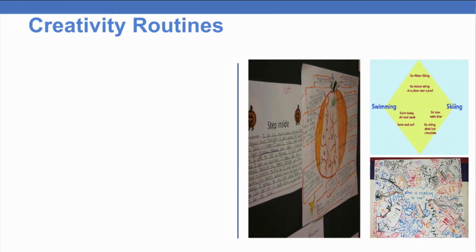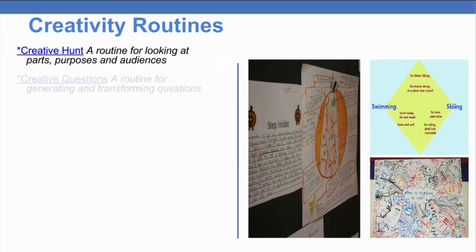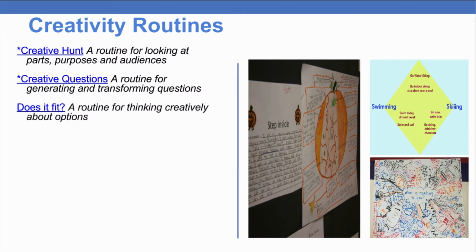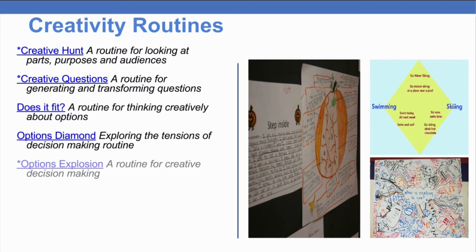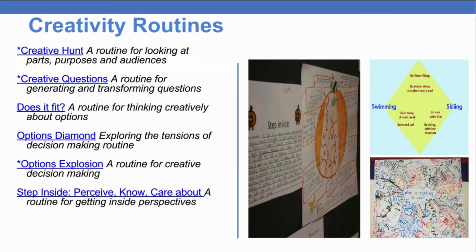Creativity routines include routines for looking at parts, purposes, and audiences, or generating and transforming questions. These routines allow for thinking creatively about options. They also allow learners to explore the tensions of decision making. To explore thinking routines more closely, choose the Action button labeled Thinking Routines that provide a detailed purpose, the application of the thinking routine, and how to launch it in your classroom.